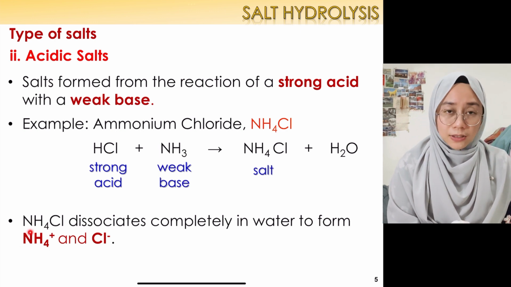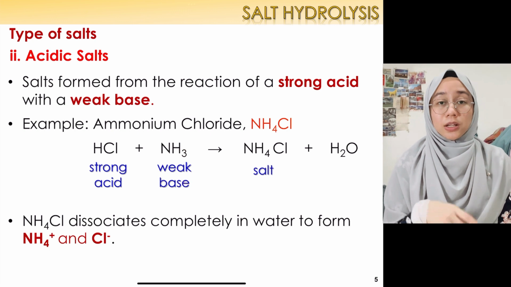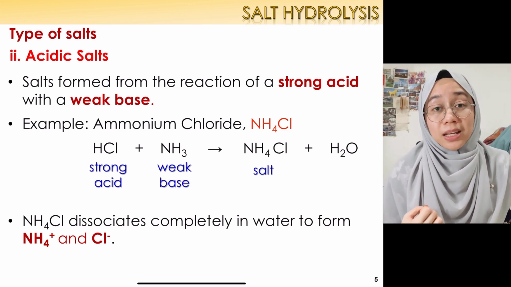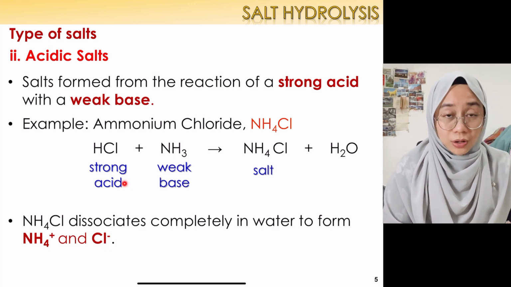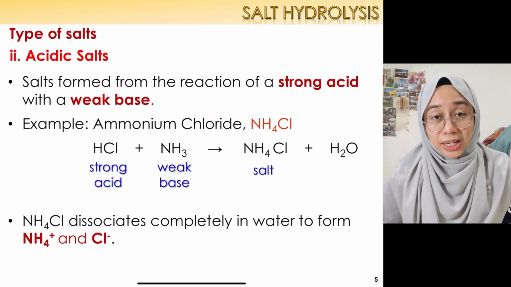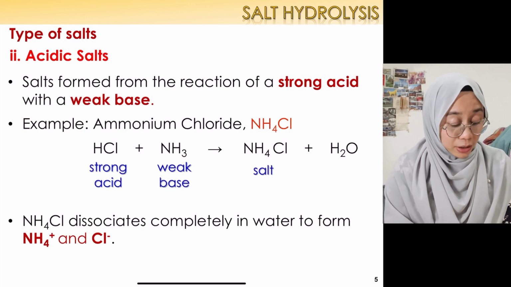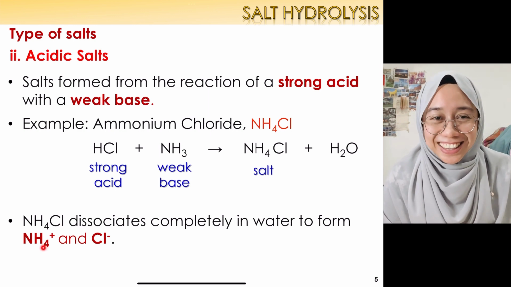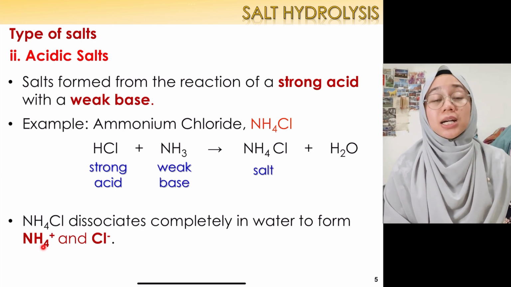Jadi NH4 plus since they form from the weak base, so NH4 plus is considered sebagai a strong conjugated product then. Okay, meanwhile Cl minus pula coming from a strong acid, so dia jadi weak conjugated. So kalau yang weak conjugated, so dia tak boleh nak react with water. Tapi what about the strong one? So adakah the strong conjugated product, adakah dia akan react with water? Yes.